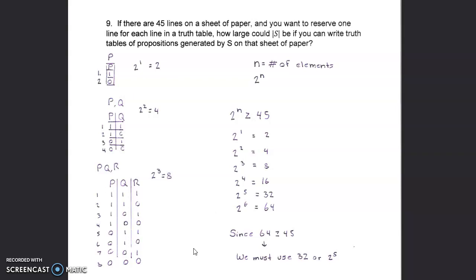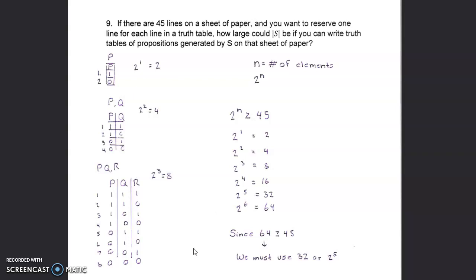So 2 to the first is 2, we can use that. 2 to the second is equal to 4, we can use that. 2 to the third is equal to 8, we can still use that. 2 to the fourth is equal to 16, we're getting closer, but we can still use that. 2 to the fifth is equal to 32, we can use that. 2 to the sixth is equal to 64.